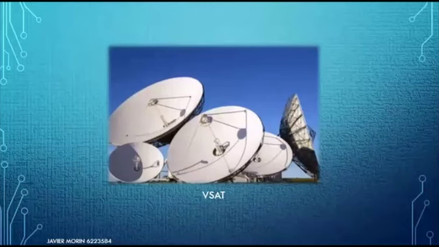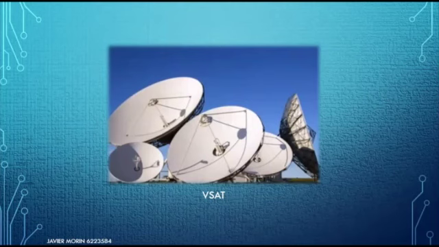This image is an example of a Very Small Aperture Terminal. The purpose of this device is to transmit and receive satellite transmissions. It comprises a dish antenna, a transceiver, and a satellite router. Some of these devices can be receive-only and may not include a transmitter. This is important relating to vulnerabilities.